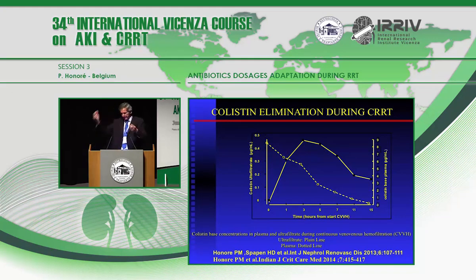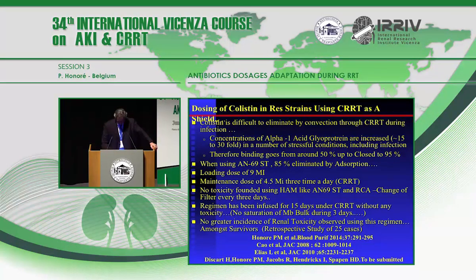And by calculating the area under the curve, we could make a model that showed that 85% of the colistin, in that case, when it's so bound to the protein, is eliminated by adsorption, bulk adsorption.